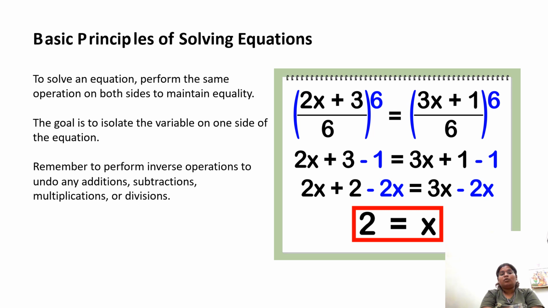Here we can solve the problem 2x plus 3 equals 3x plus 1. Subtracting 1 from both sides, 2x plus 3 minus 1 is equal to 3x plus 1 minus 1. Hence 2x plus 2 equals 3x. Subtracting 2x from both sides, 2x minus 2x is equal to 3x minus 2x. Hence x is equal to 2.